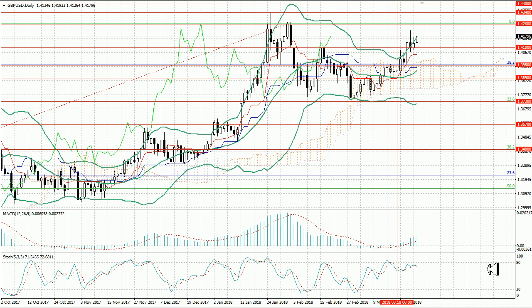Last week, the pair GBP/USD, after positive Brexit news, rose to the level of 1.4215. Further growth is possible to the levels of 1.4260 and 1.4340. In case of a breakdown of the level of 1.41, a decline to the levels of 1.3980 and 1.3890 is not excluded.